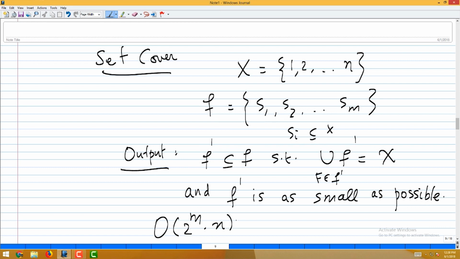But m could be very, very large, right. The sets are subsets of the universe, so m could be as bad as 2 power n. I might have all possible subsets here. So, I do not want my algorithm's running time to depend on m, I would rather have it depend on n. Okay. So, we will design such an algorithm using dynamic programming. How do we set up dynamic programming?